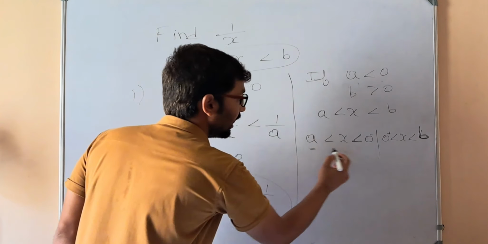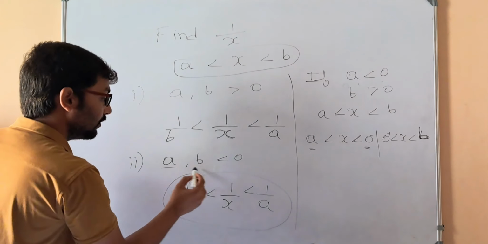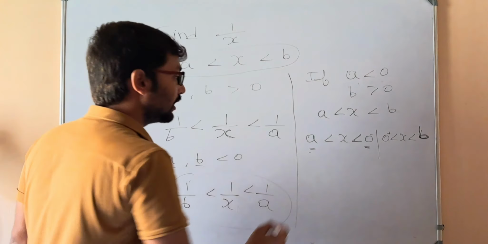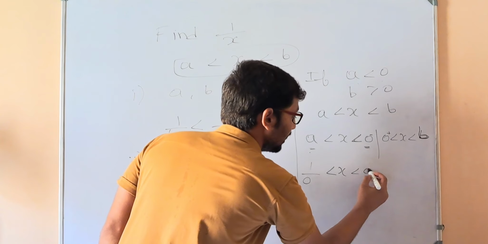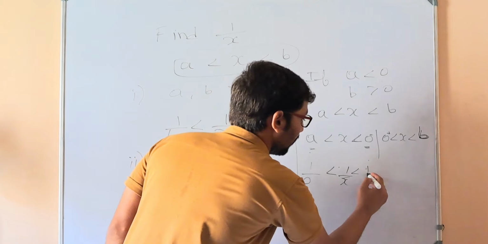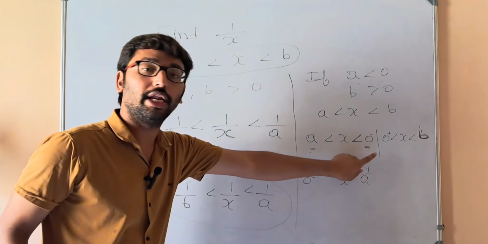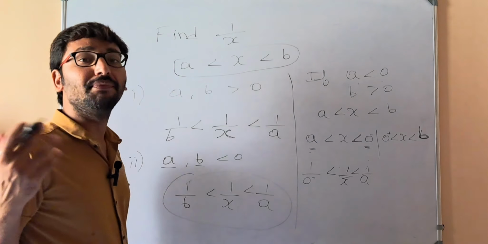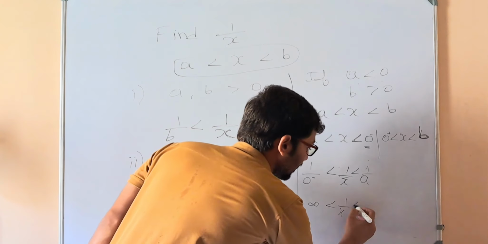Now here this is a and this is b, both are negative. When both are negative, a is less than 0 and b is less than 0, we directly take the reciprocal. So 1 by x is less than 1 by a. This is negative, I want only negative values, I don't want 0. 1 by 0 minus is minus infinity, so minus infinity less than 1 by x less than 1 by a.